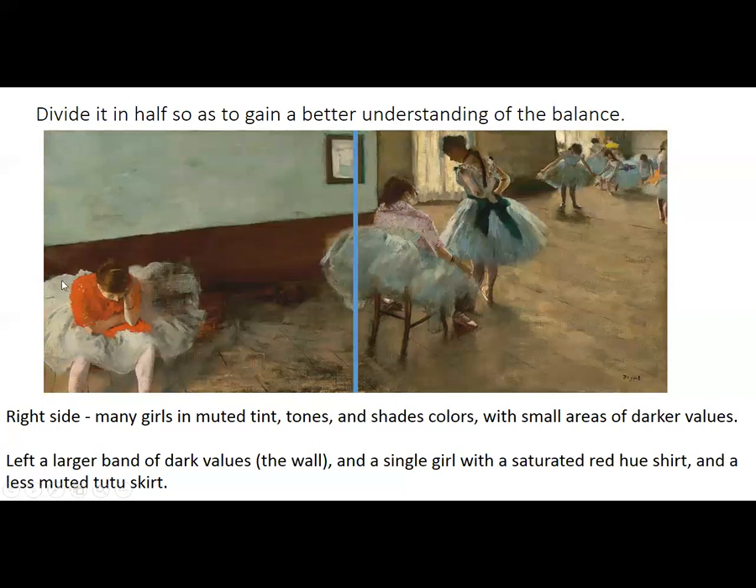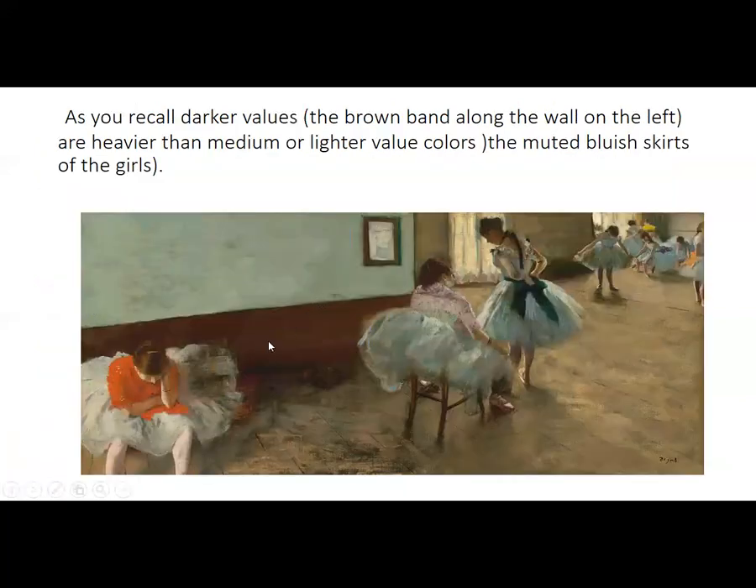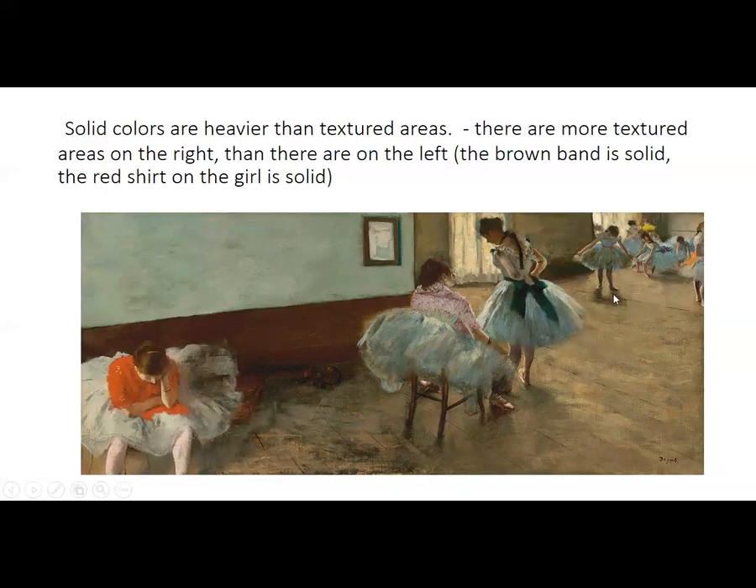And she's also wearing a shirt that is a saturated shirt. It's red. It's from the color wheel. So that's a really intense color right there. So as you recall, darker values are heavier than the muted, bluish skirts of the girls on the right. So that's one way that's balanced.